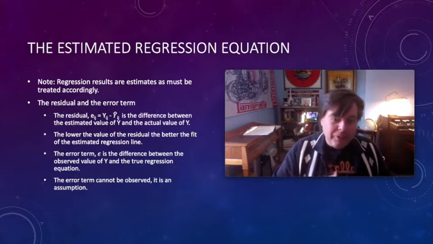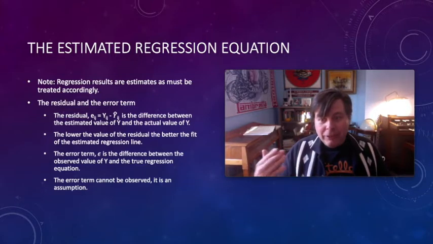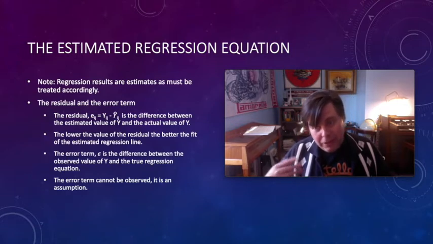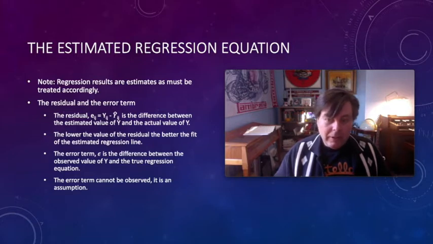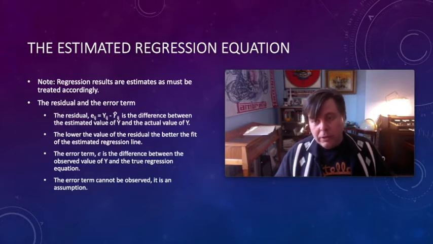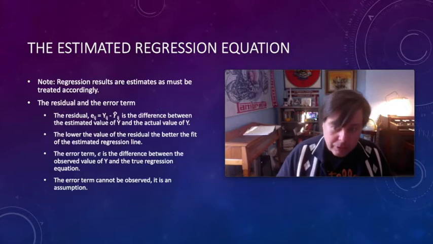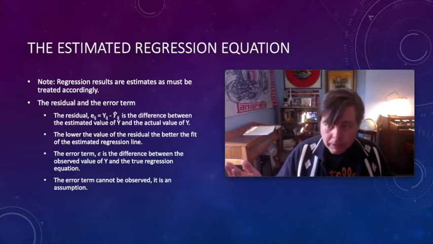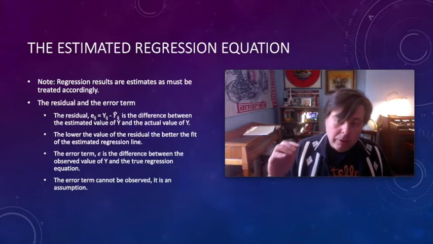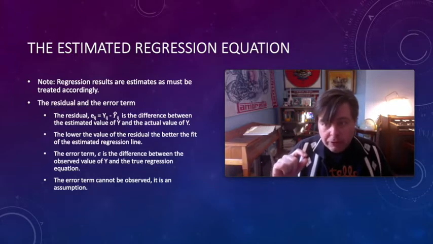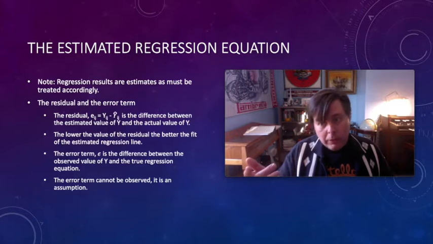Now the error term is the difference between the observed value of y and the true regression equation. The error term is a theoretical concept. It's not something we observe, it's an assumption. Residuals are observed. So you can think of that error term as an understanding that we're going to probably get the exact number of lemonade glasses sold wrong.